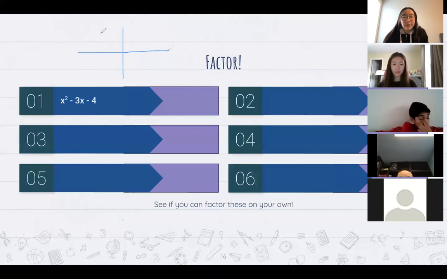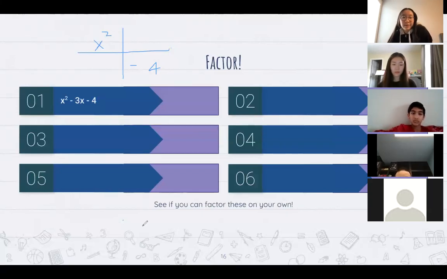Now, what do we put in the top left corner? Does anyone remember? In the top left corner, we can put x squared. Yeah, you put x squared. And in the bottom right-hand corner, you can put negative 4. Is that negative 4 or just 4? You have to put negative 4. If this part happened to be plus 4, then you would just put 4. If it's minus 4, you have to put negative 4.